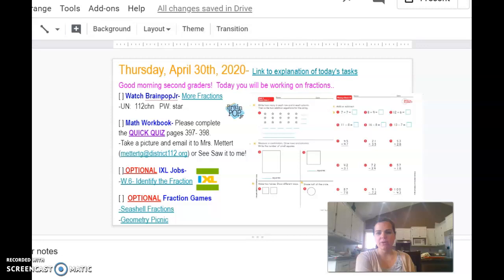So the first thing I want you to do is log into BrainPop Junior and watch more fractions. Then you are going to take out your math workbook and complete pages 397 to 398. It is our quick quiz.